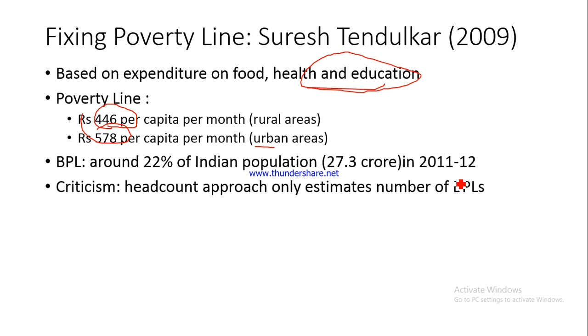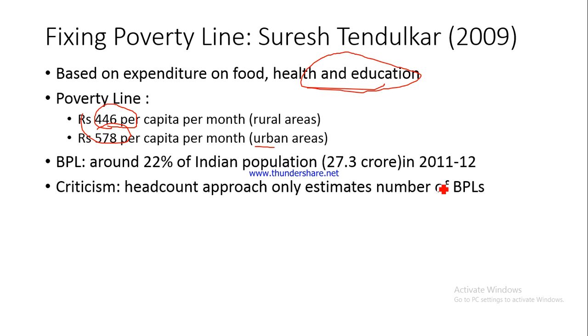Now let us understand what was the criticism of this. Now one major criticism, and this was the criticism of the earlier approaches as well. So you can also count this as a criticism of the earlier Dandekar and Rath approach or the Planning Commission approach as well, right? So the major criticism in case of Suresh Tendulkar recommendations was that the headcount approach only helps in estimating the number of BPLs.